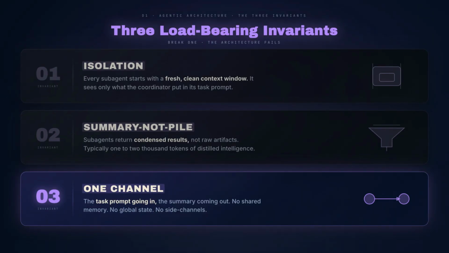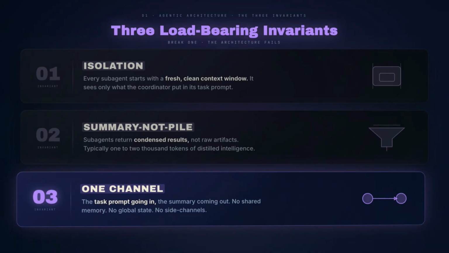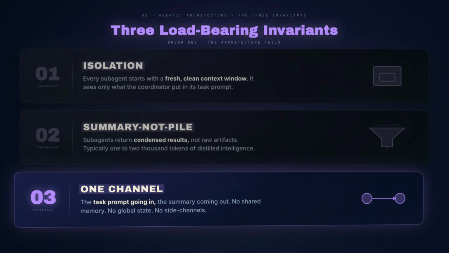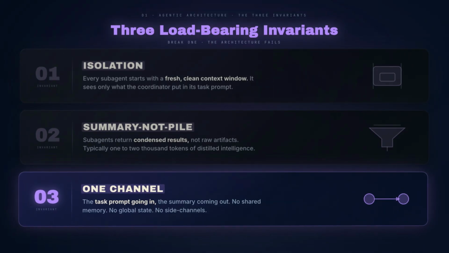Invariant 3, 1 channel, the task prompt. There is no shared memory. There is no global state. There are no side channels. Every piece of task-specific information the subagent needs must be packed explicitly into the delegation prompt, or it doesn't exist. And the subagent's results travel back through 1 channel, the summary it returns.